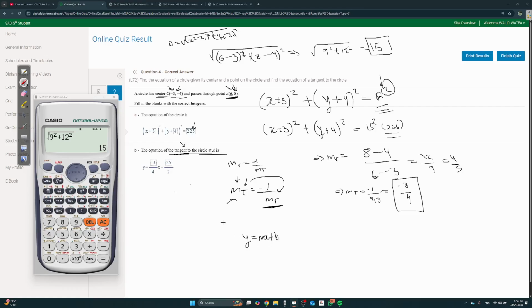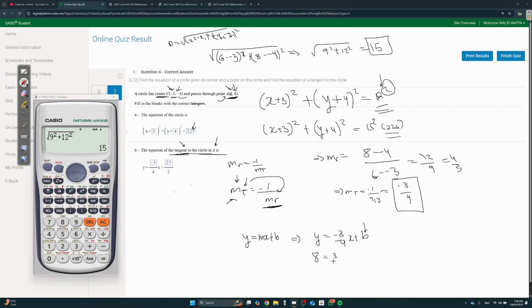Remember, to find the equation of any line, it's mx plus b. We found our slope, which is the hard part. All that's left to do is to find the b. How do we do it? We just need to substitute any point that's on that tangent. And we know that this point A is on the tangent. It's already given to you. It's so free. You just have to substitute that point now.